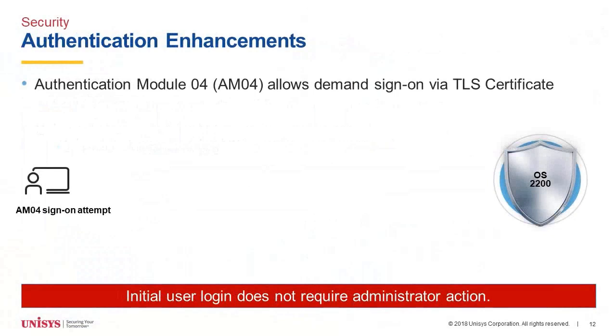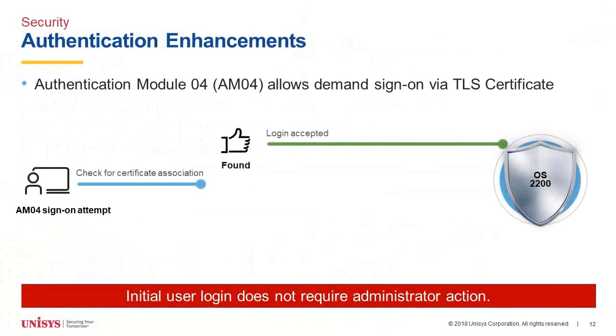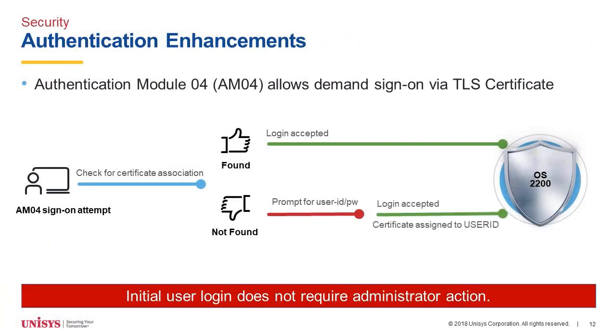When an initial sign-on is attempted, the OS 2200 attempts to find a user ID associated with the supplied certificate. If found, the login is accepted and access to the OS 2200 is granted. If it's not found, the user is prompted for a traditional user ID and password credential. Assuming those are accepted, the user is logged in, and the certificate is assigned to the user ID. For all future attempts, the user will be logged in automatically. AM4 is a great example of how OS 2200 is continually evolving to meet its users' needs.